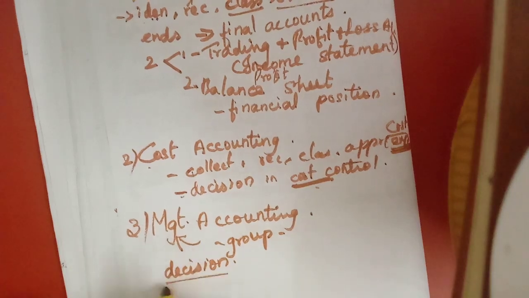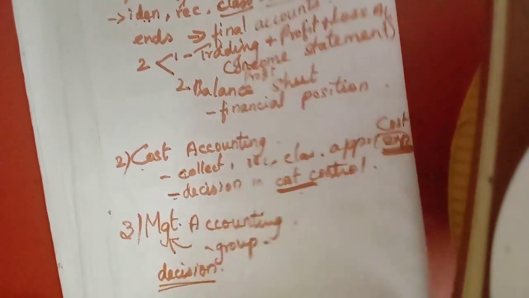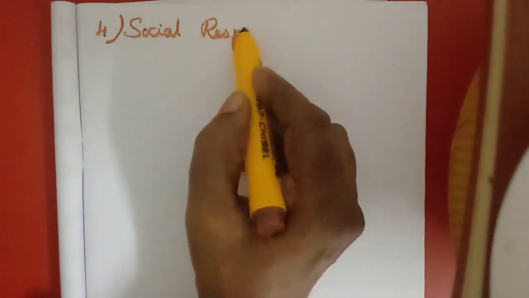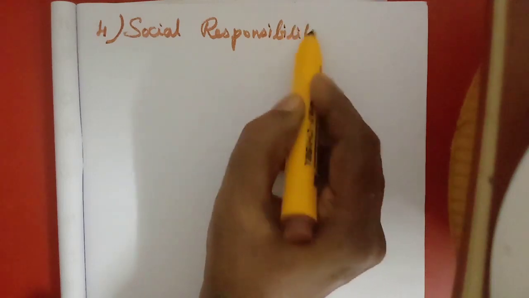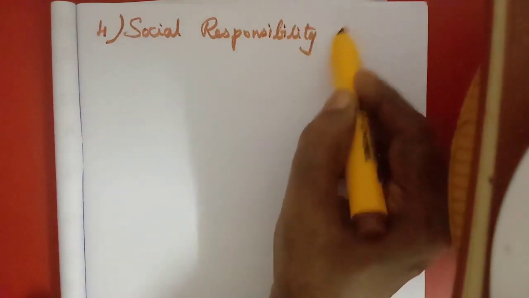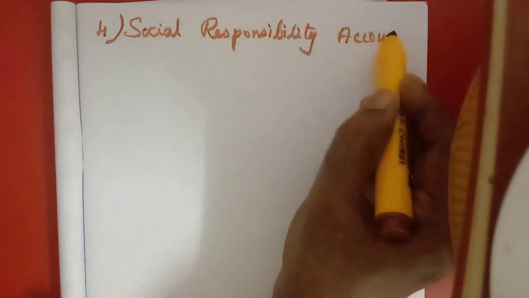Especially for decision making. Okay, three accountings. Now the fourth one: social responsibility accounting. These two you have heard; I have explained them to you. Social responsibility accounting.